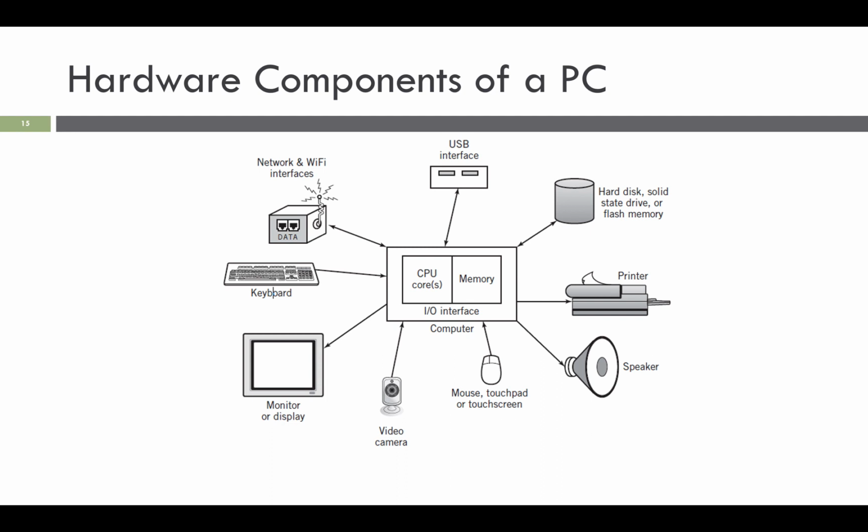A keyboard, mouse, and video camera are input devices. Output devices are speaker, monitor, and printer. Storage devices are hard drives or USB drives. The network and USB interfaces also provide input and output to different systems. The CPU controls all of the connected devices and stores instructions for processing the data in the memory.